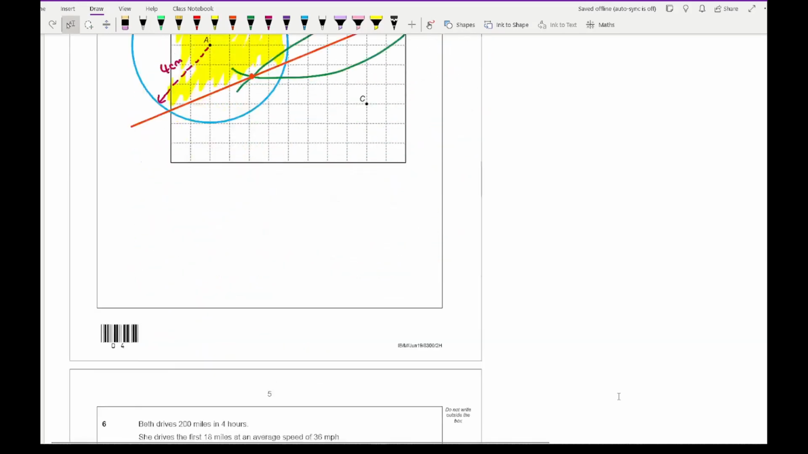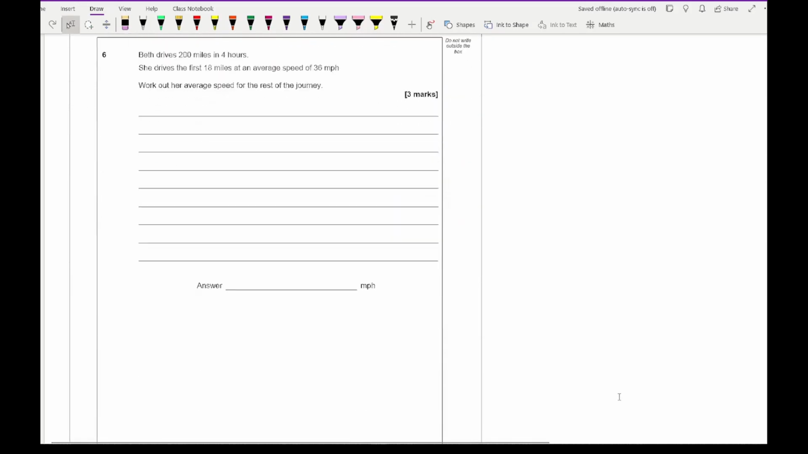working out. Moving on to question 6, it says Beth drives 200 miles in 4 hours. She drives the first 18 miles at an average speed of 36 miles per hour. Work out the average speed of the rest of the journey. So the first thing we need to do is realise how long was that first stage. Now for this, what we're going to be using is distance, speed, time.